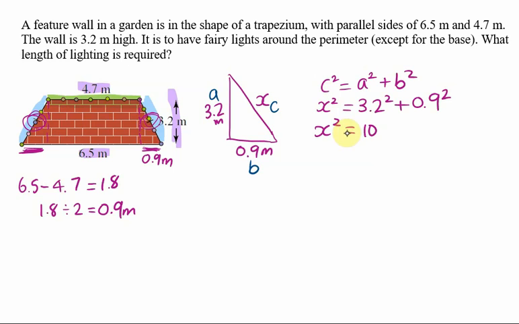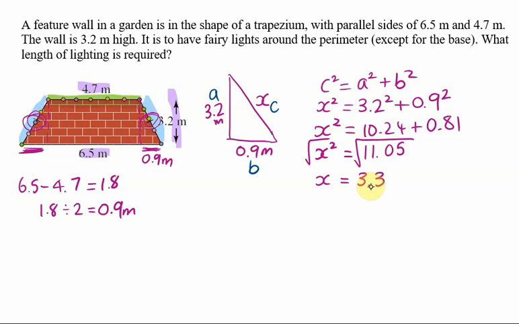3.2 squared is 10.24. 0.9 squared is 0.81. Add those together: 10.24 plus 0.81 gives us 11.05. That's our x squared, remember, and we need to find x. So we're going to take the square root of both sides, and we're left with x, not x squared. x now is equal to the square root of 11.05, which is 3.32 meters.